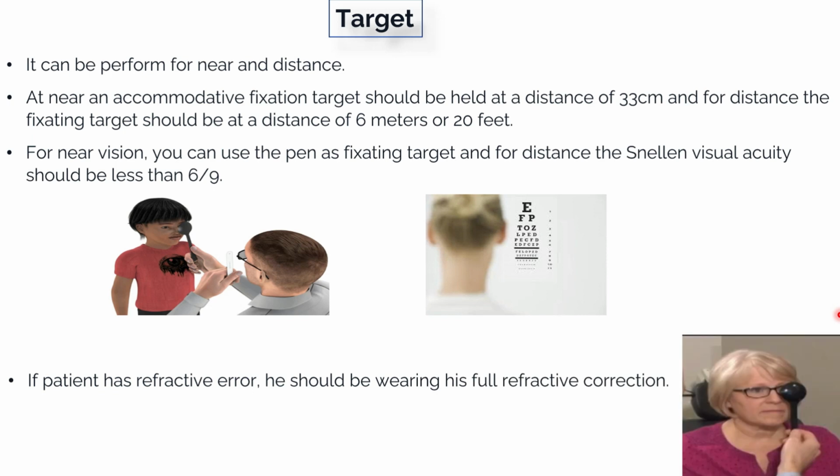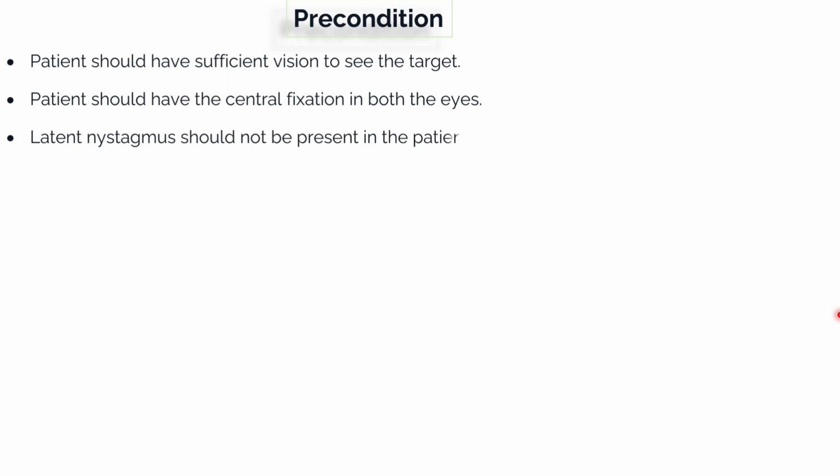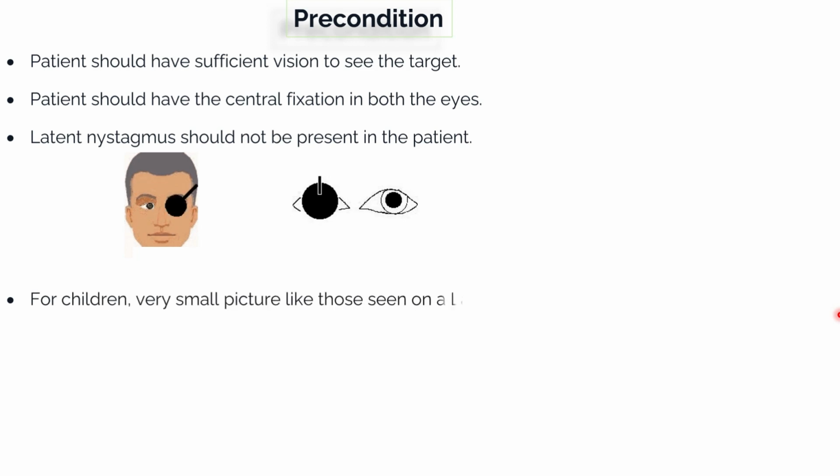Now, let's know the preconditions. It is important that the patient should have sufficient vision to see the target. The patient should have central fixation in both the eyes. Latent nystagmus should not be present in the patient. For children, very small pictures like those seen on a Lang stick can be used.